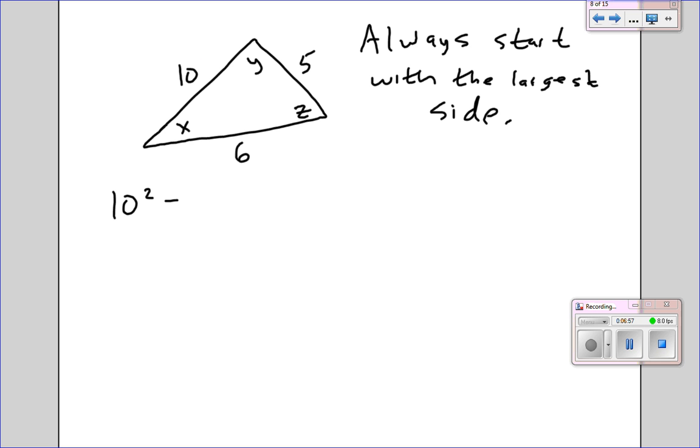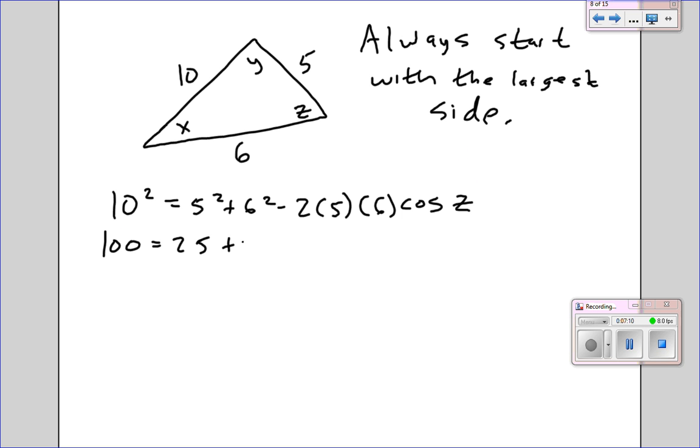10 squared equals 5 squared plus 6 squared minus 2 times 5 times 6 cosine of z. Now in this case, we're solving for an angle. So 100 equals 25 plus 36 minus 60. So that's 2 times 5 times 6. This is 61, so we get 100 equals 61 minus 60 cosine z.